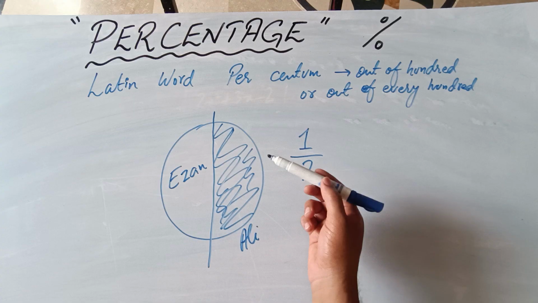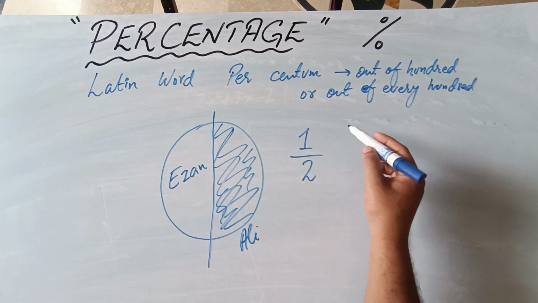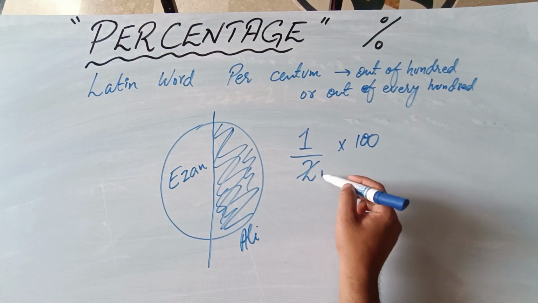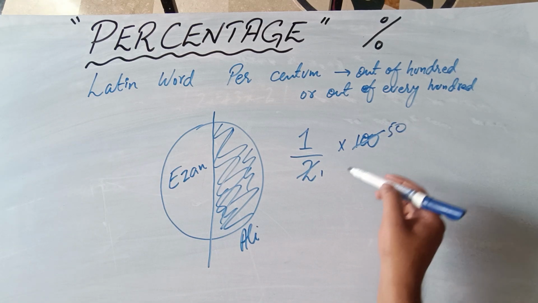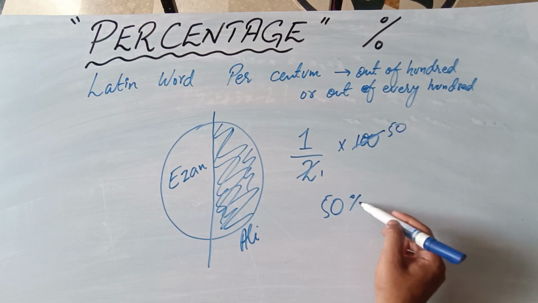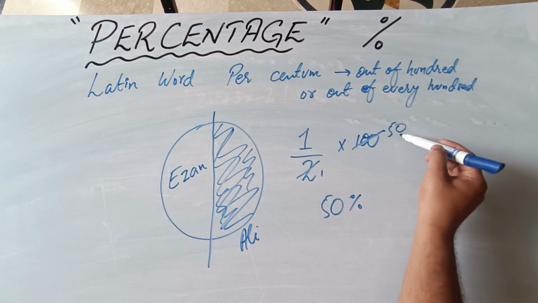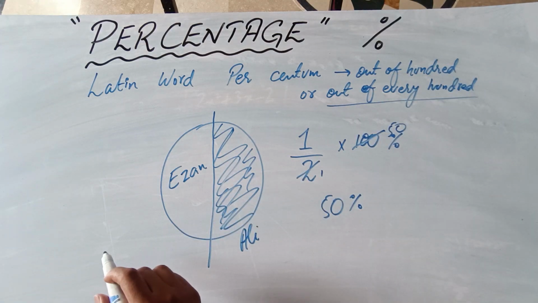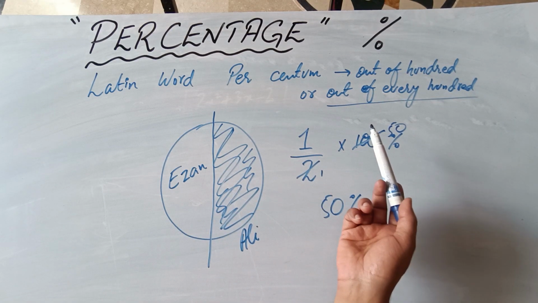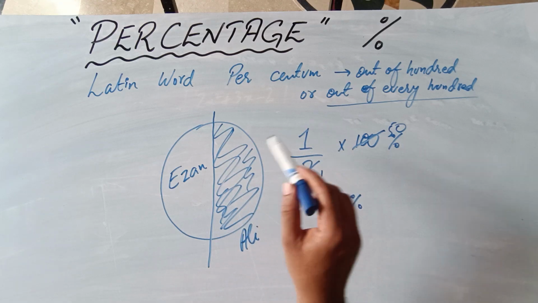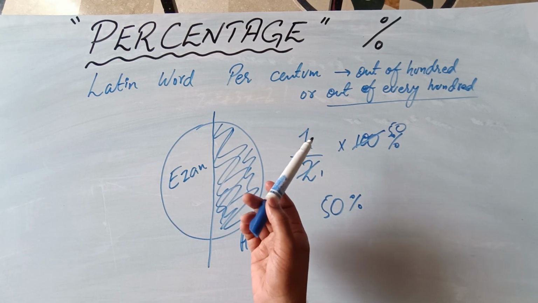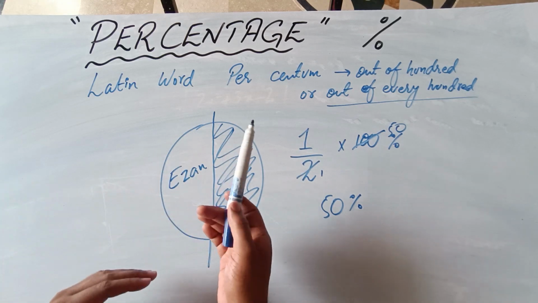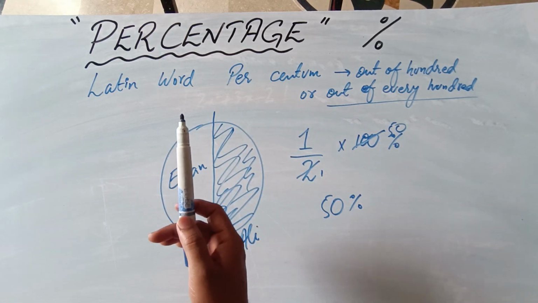Now what is the percentage? What percentage is going to be eaten by Ali? So we will multiply by 100. So 2 ones are 2, 2 times 50, so it means 50%. Why are we multiplying by 100? Because we are finding out percentage, and in order to find out percentage we multiply by 100 to convert any fraction into percentage. Now we will see the problems: how to find out percentages, and how to convert fractions and decimals into percentages and vice versa.